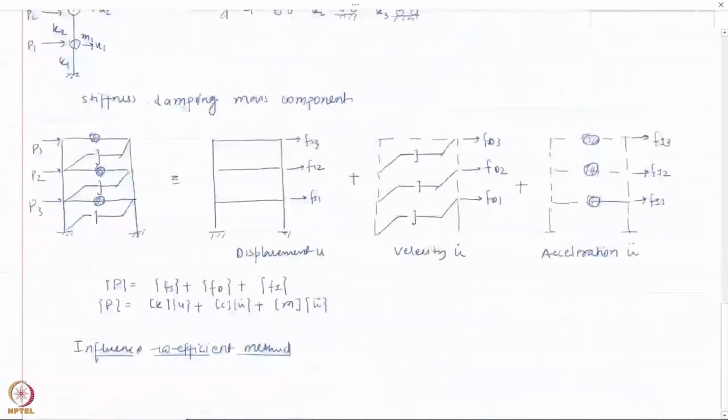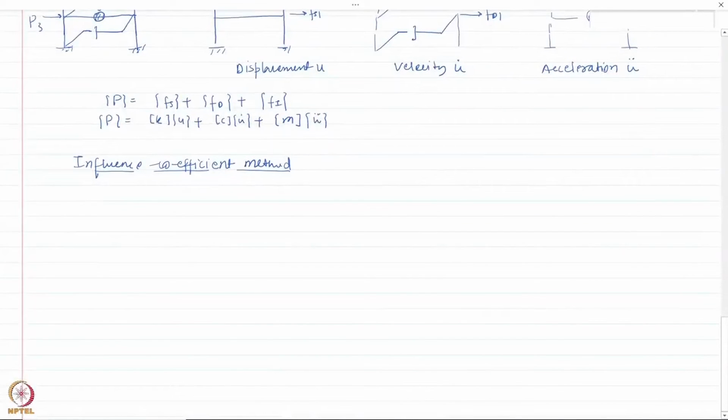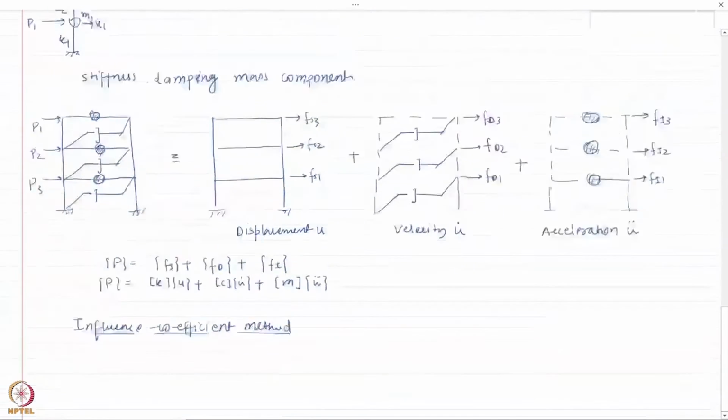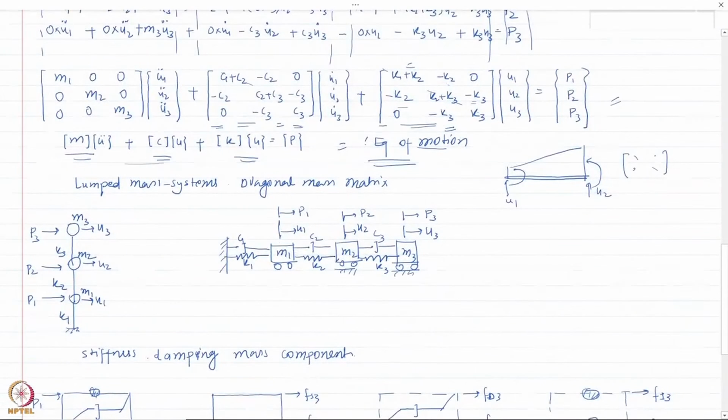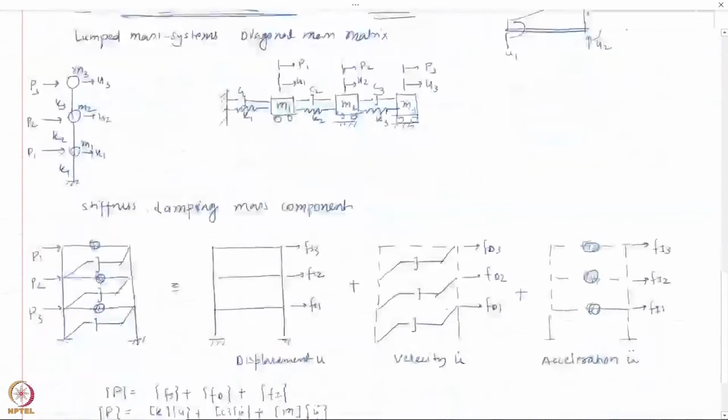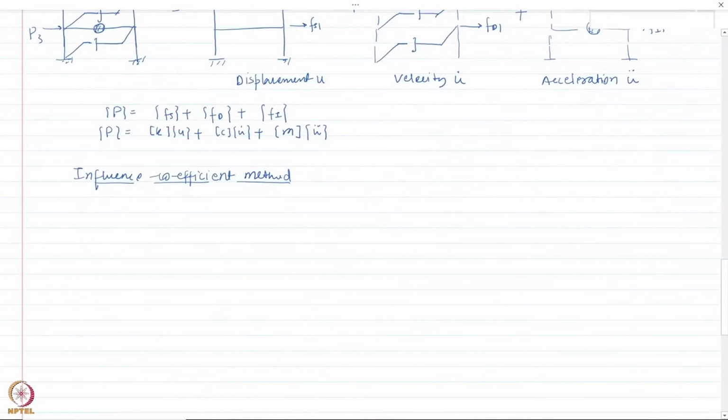Okay, and you will see that this influence coefficient method that we are describing, many times it provides a useful means to obtain the same equation of motion using an alternative method. So this is just an alternative way of finding the equation of motion. Okay, so utilizing this influence coefficient method, we are again going to find the equation of motion, and that is what we plan to discuss.